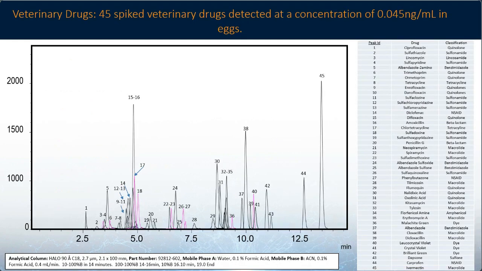All right, so our first example here is veterinary drugs. This sample was provided to us by the USDA. The USDA provided our sample after extraction via the QuEChERS method, and they had spiked this sample with veterinary drugs. So we were able to detect 45 compounds, and we were able to classify them as well. And the concentration is 0.04 nanograms per milliliter, which is significant because we're in the low parts per billion range here.